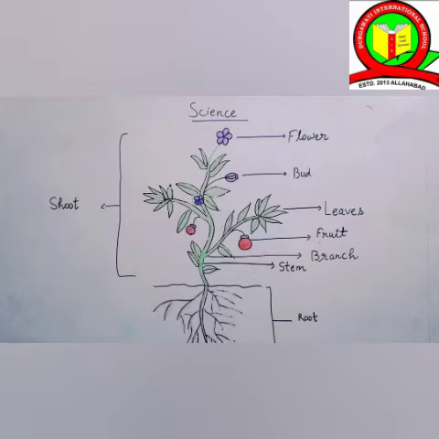Now I have drawn a picture for you just as in your book. You can see the picture. The plant has started from the root and it has grown into the stem. Then it has grown branches. The branches then have grown leaves. Then the leaves have grown into the buds and the buds have grown into the flower and the flower has grown into the fruit.